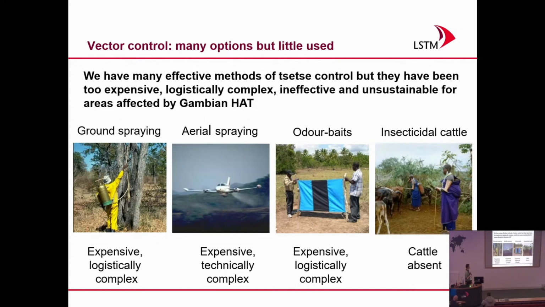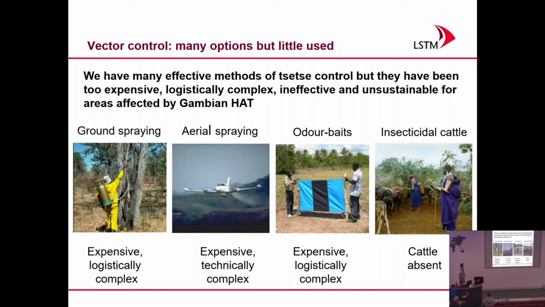So ground spraying is expensive, it's logistically difficult, it requires a lot of manpower, people going out, spraying in the field, targeting breeding sites to kill the flies. Aerial spraying, not surprisingly, is extremely expensive. Technically, it's also complex. You know, you're using 4 aircraft per night to fly across infested areas and spray insecticide. So they will fly for 100 kilometers, then they will turn, and fly another 100 kilometers back in the same direction. So it's expensive, technically complex.